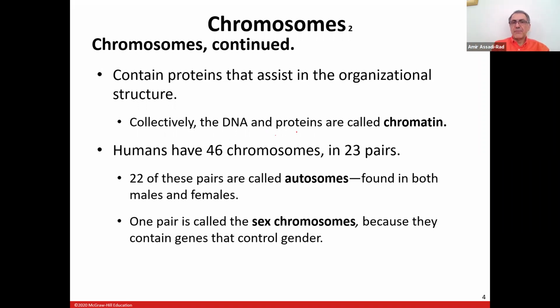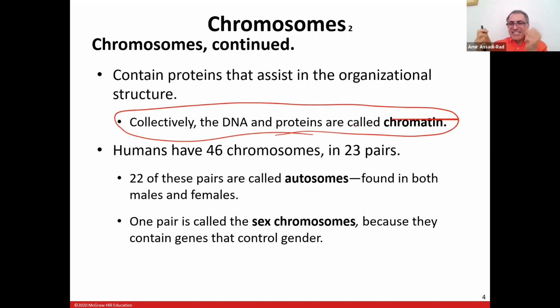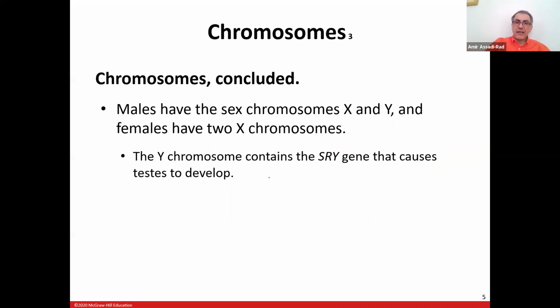Collectively, the DNA and protein is called chromatin, but when they condense and become visible on the microscope, then they're called chromosomes. How many pairs do we have? We have 23 pairs. So on your quizzes, make sure you pay attention when you're reading your exam. Look at the term pair, or whether it does not say a pair. We have 46 chromosomes or 23 pairs. Of those 46 chromosomes, 22 pairs are autosomal chromosomes, autosomes, and only one pair is sex chromosomes. The sex chromosomes for male is XY, and for female is XX.